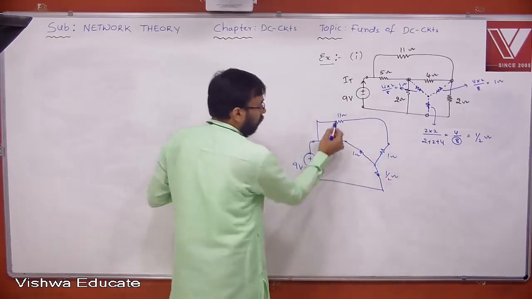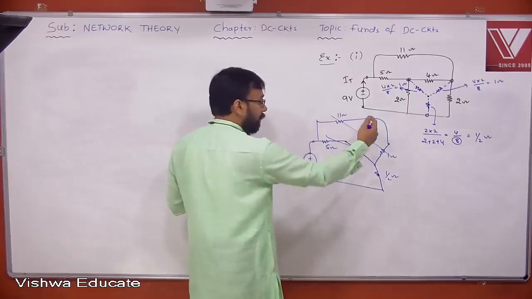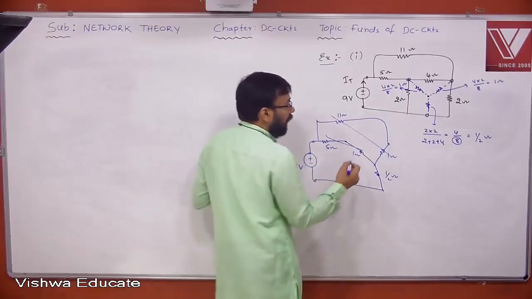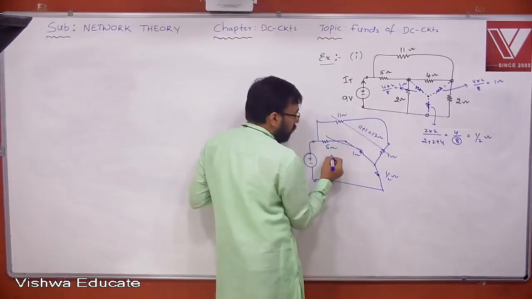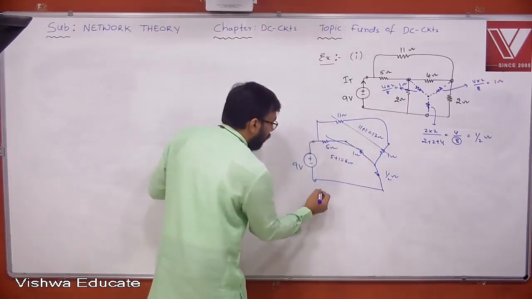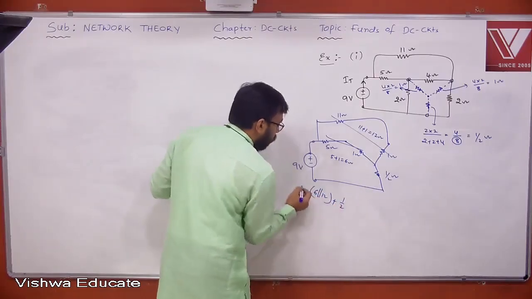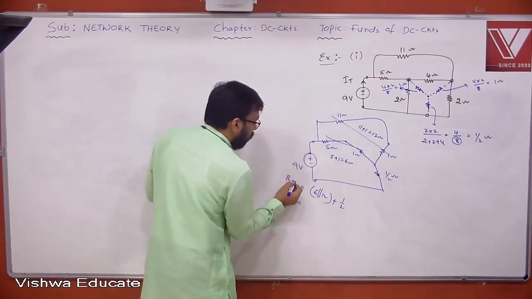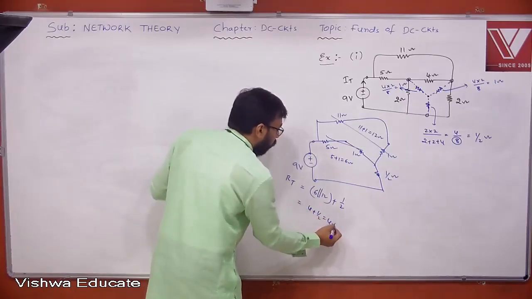Now tell me, how are these two connected? Series. How are these two? Series, then parallel, then series. So therefore, 11 plus 1, 12 ohm. This is 5 plus 1, 6 ohm. And 6 and 12 are in parallel, plus half. Now, what do you get here? The R total or R input, let us say, this is 4 plus half, this is 4.5 ohm.